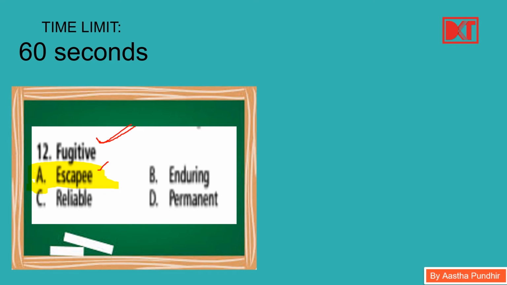The other words, like enduring, mean something that is durable, and permanent. Enduring and permanent are synonyms. And reliable is something or someone you can trust and rely on. All right.